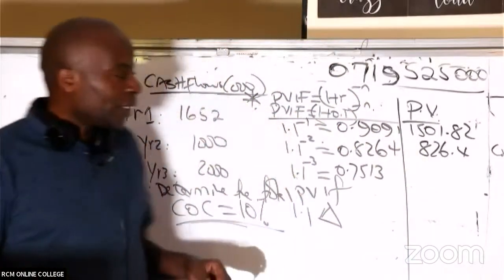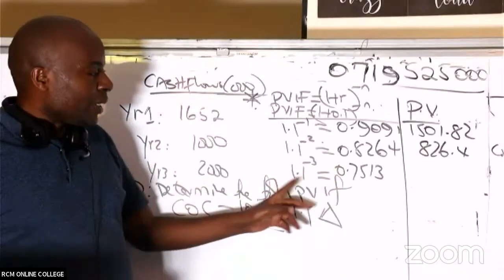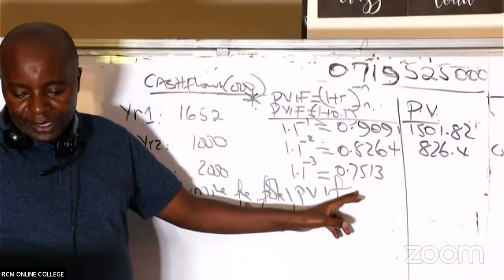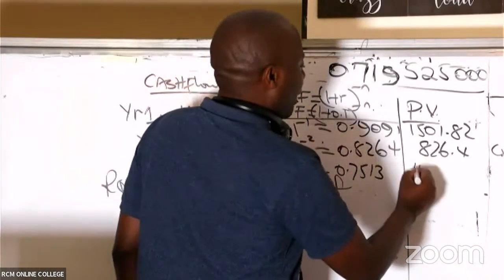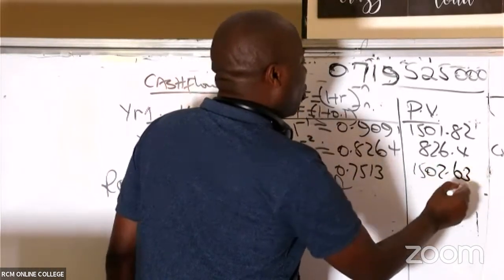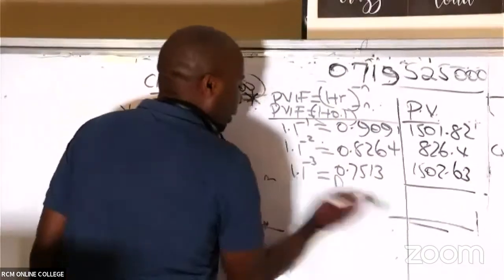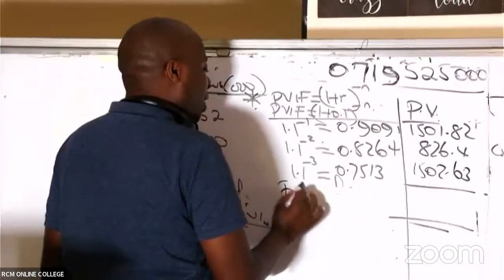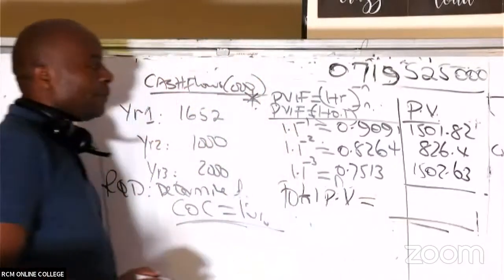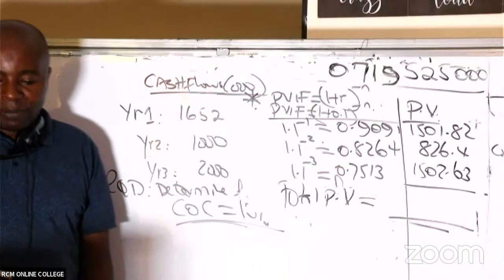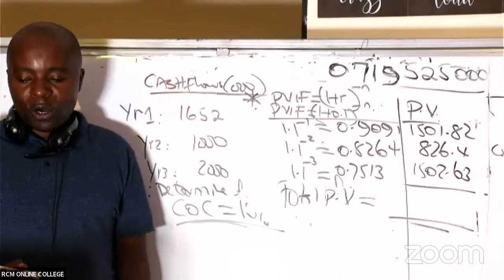So the last one, now we are talking of 2,000 times 0.7513. I'm being given a figure of 1502.63. Therefore, you now add the 3 numbers to give us what we call the total present value.